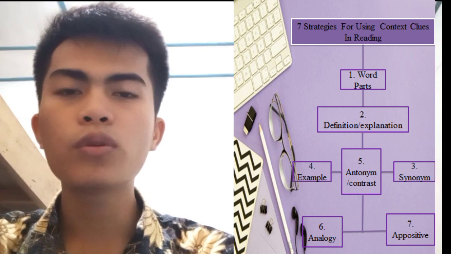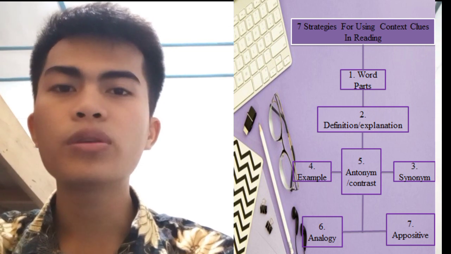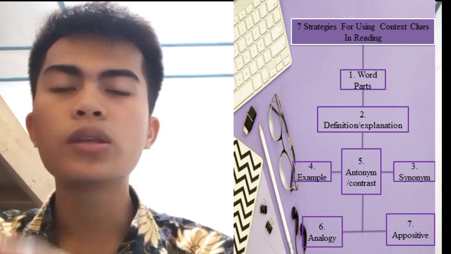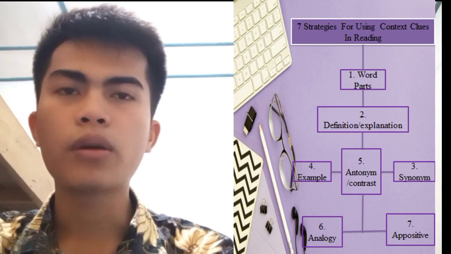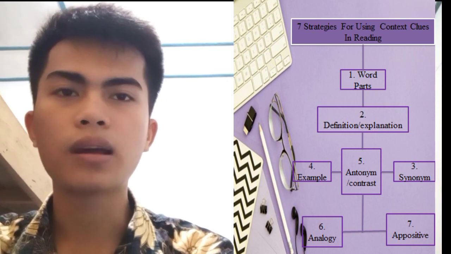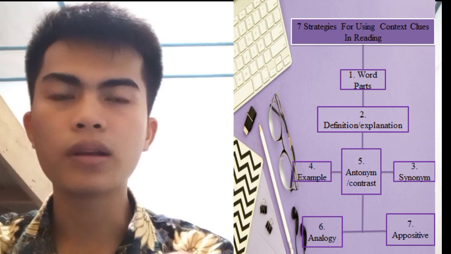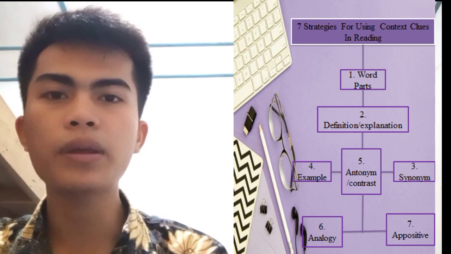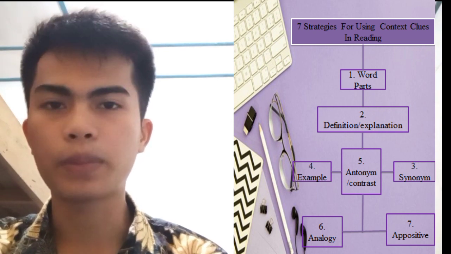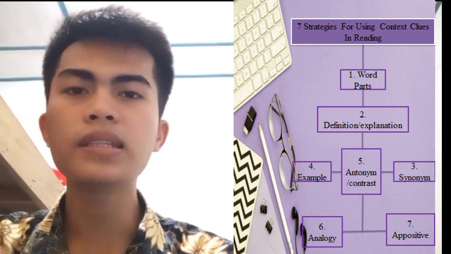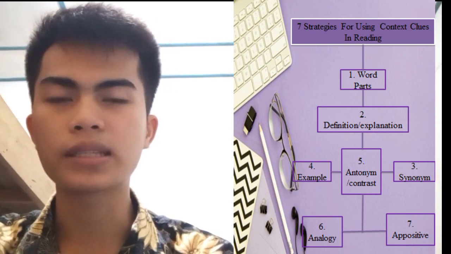Well, I will give you one example. The prefix un in English means not. When we add it to the word happy, it becomes unhappy. So the meaning of unhappy is not happy. Well, that's the explanation of word parts.